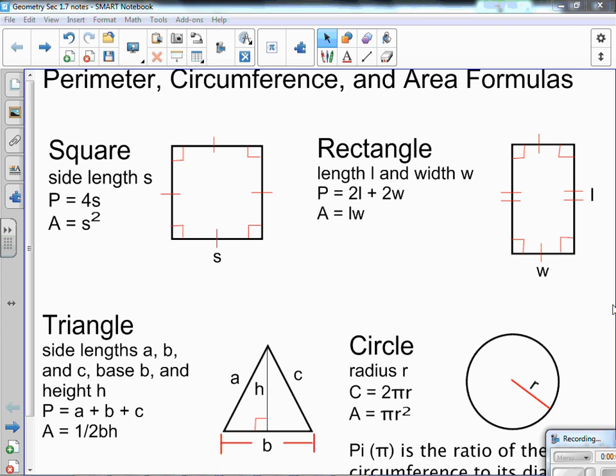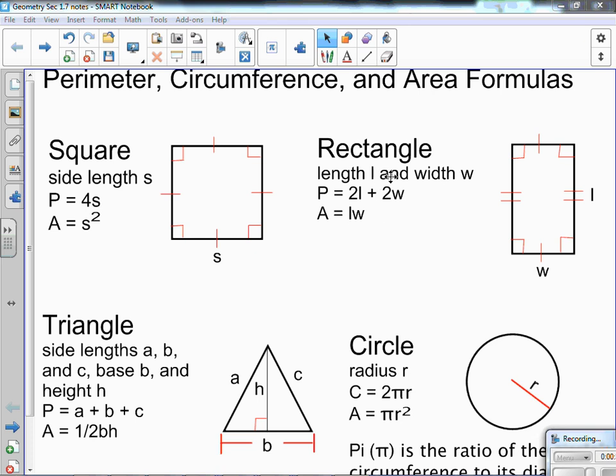All right, so section 1.7, we are looking at perimeter, circumference, and area. And so just a refresher on those formulas for us. For a square, each side length is exactly the same, so we represent the side with lowercase s. And so the perimeter would be 4 times the length of the side. Area would be the length of the side squared.